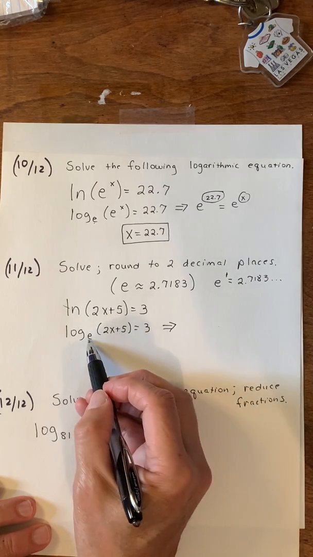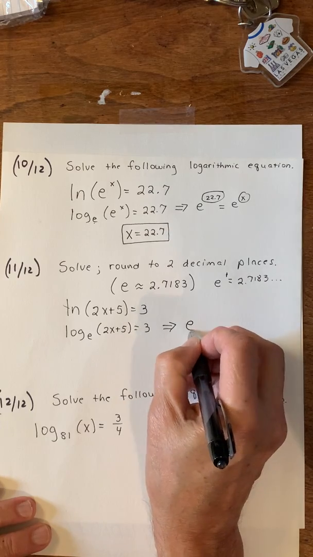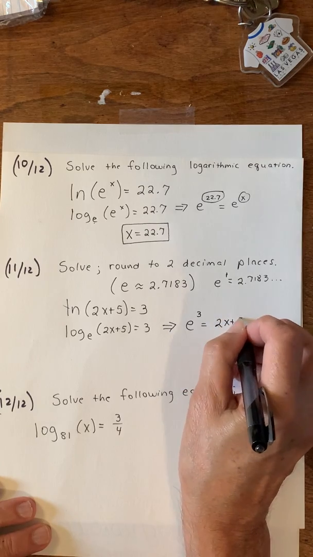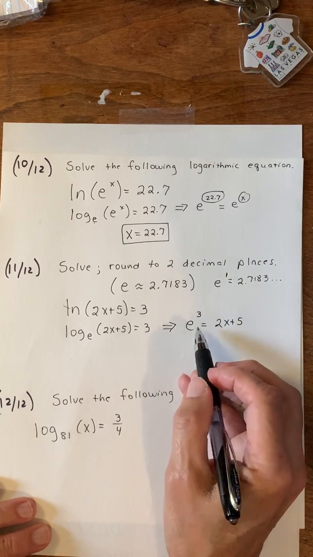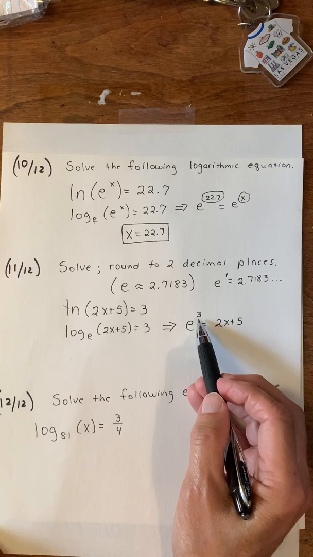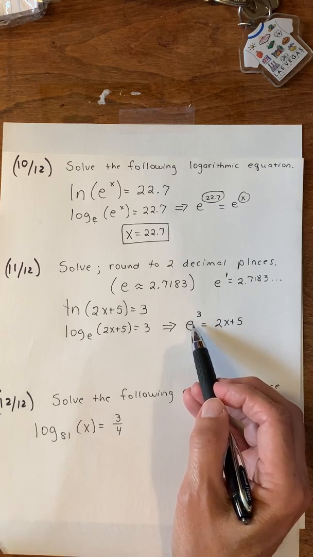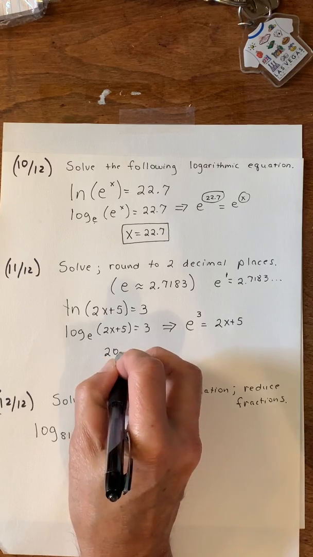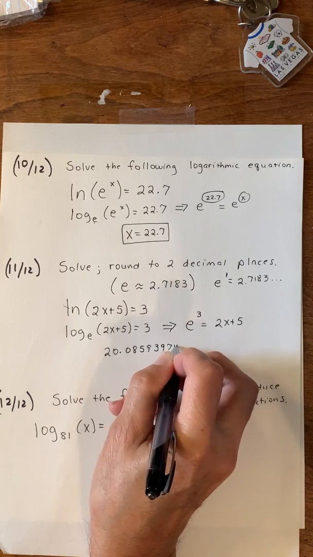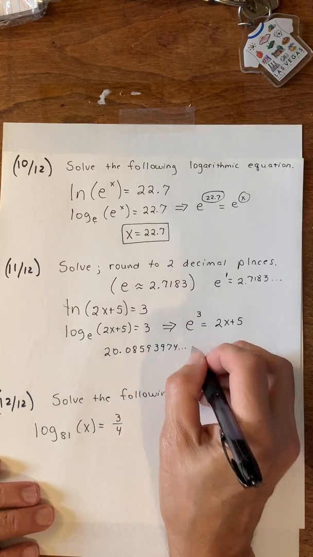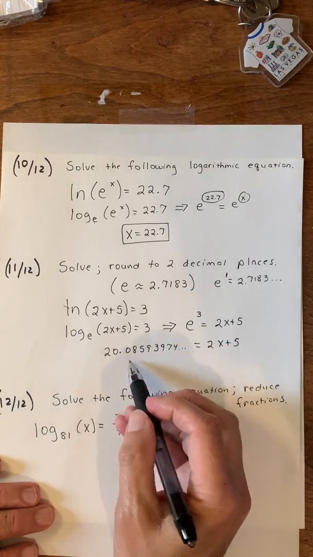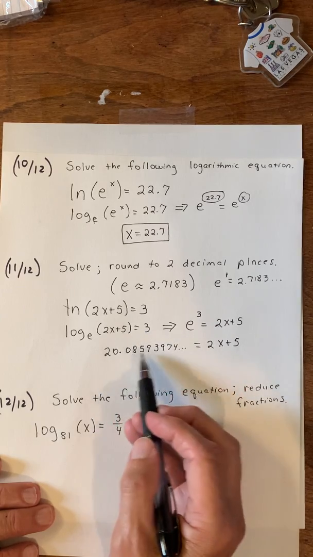Why? Because I'm going to translate this logarithmic equation into an exponential equation. Here we go. e to the third power equals 2x plus 5. Still confusing until I remind myself that e is just a number. So I'm going to put 2.7183 to the third power into my calculator, and I'm going to get that equals 2x plus 5. Don't round yet. Keep it in its full expression.